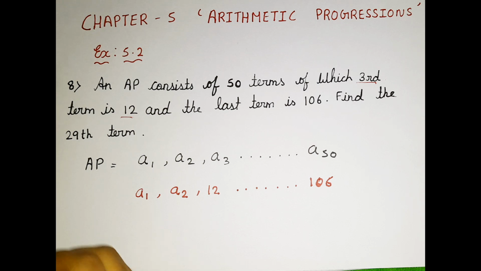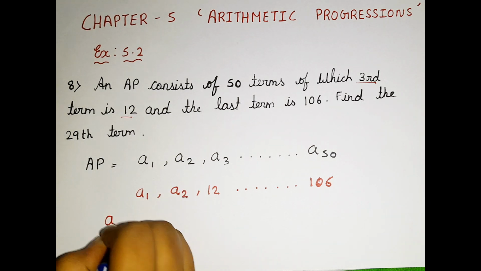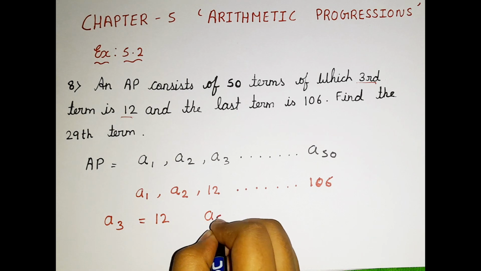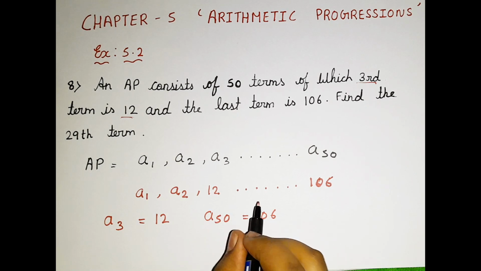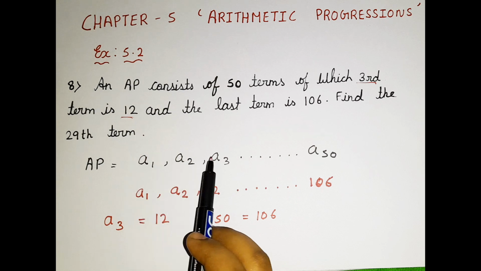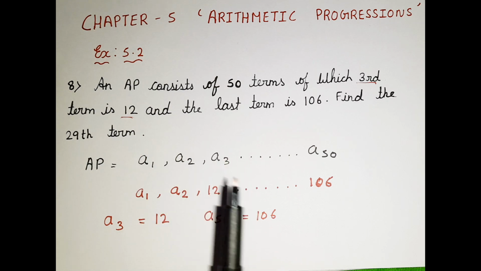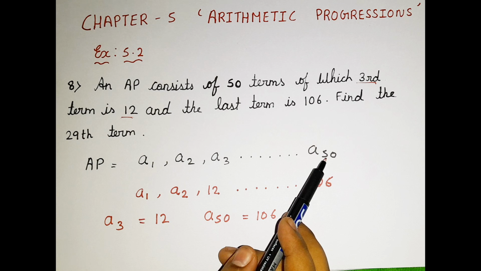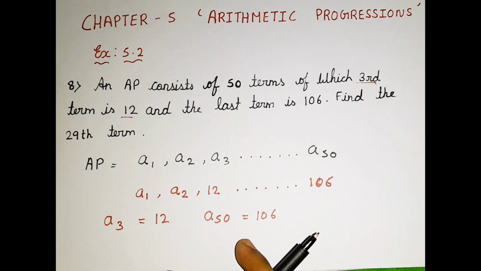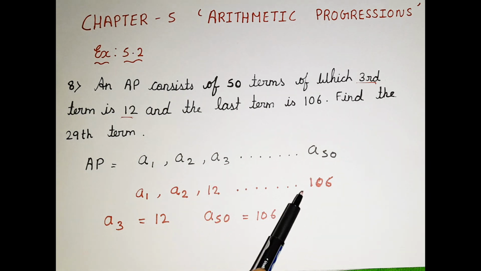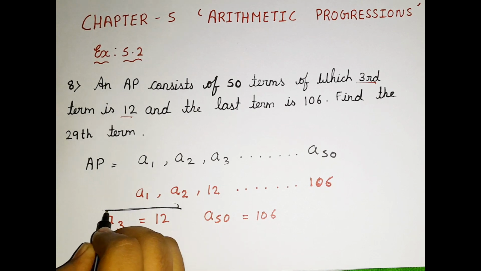Now let us write the values. Here A3 is equal to 12, and A50 is equal to 106. This AP contains 50 terms: first term, second term, third term, fourth term and so on, then the 40th term, 41st term, like that we have 50 terms. Each of these terms has a number. For the third term we know the number, that is 12, and for the 50th term we have 106. According to the question we just have these two values.